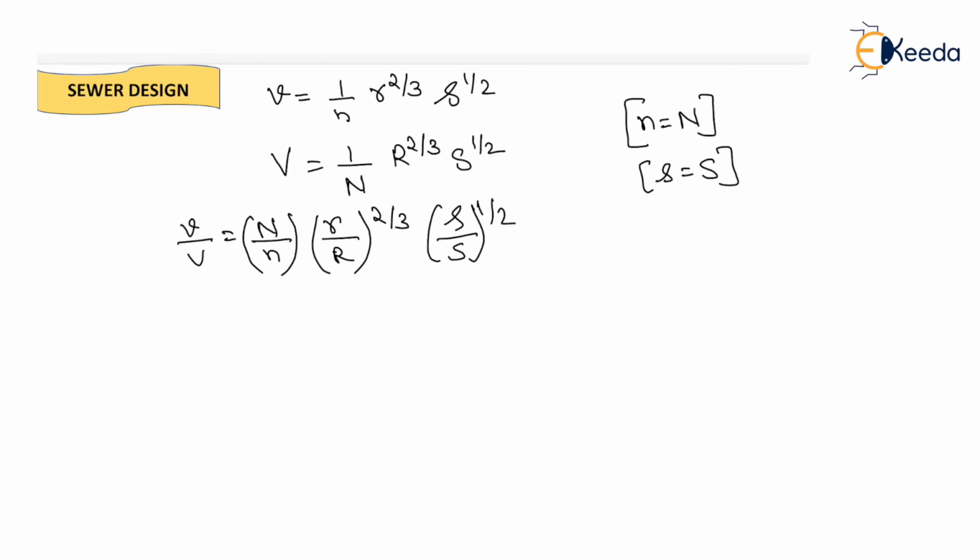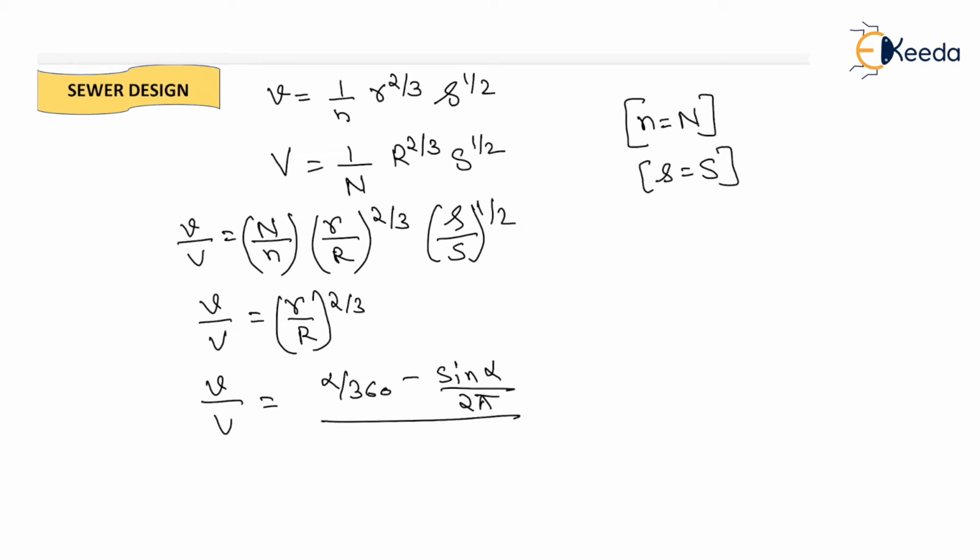Now these parameters are the same, so the v by V value only varies with the ratio of r by R to the power 2 by 3, because N by n is the same and S by s is also the same. So it depends only on the r by R value, that is 2 by 3. Now we write the r by R value here, and small v by capital V will be equal to alpha upon 360 degree minus sine alpha upon 2 pi, upon alpha upon 360 degree, to the power 2 by 3.